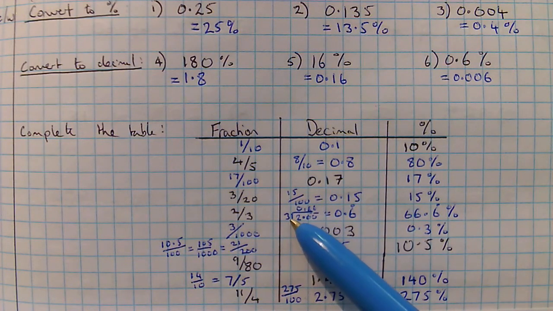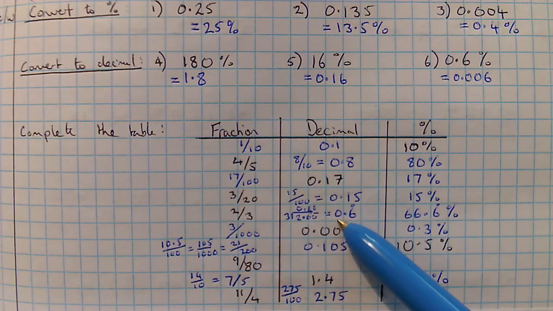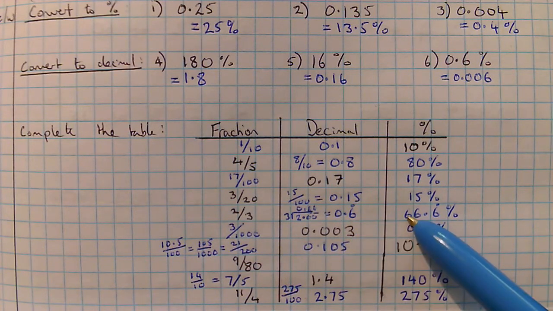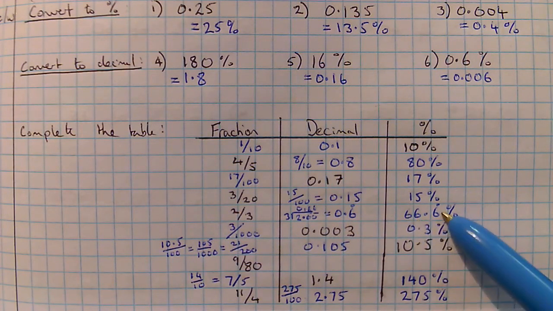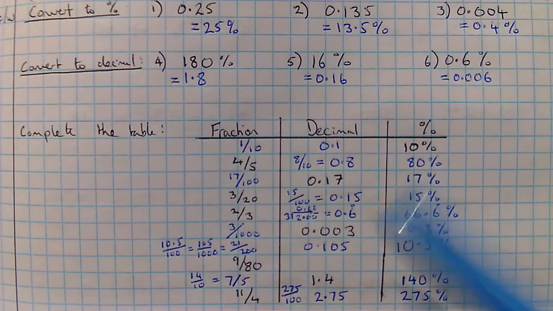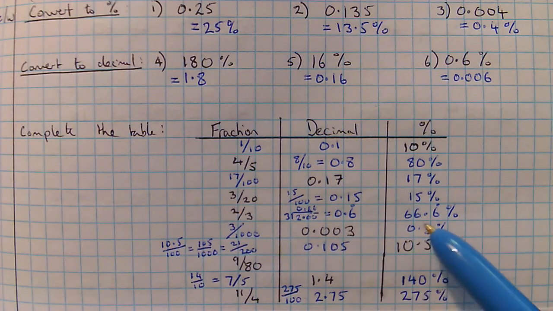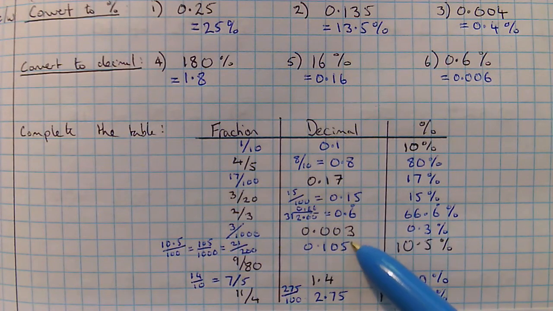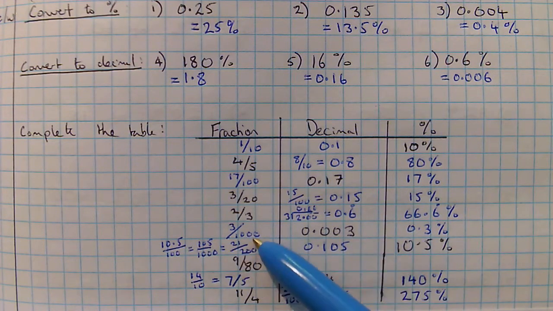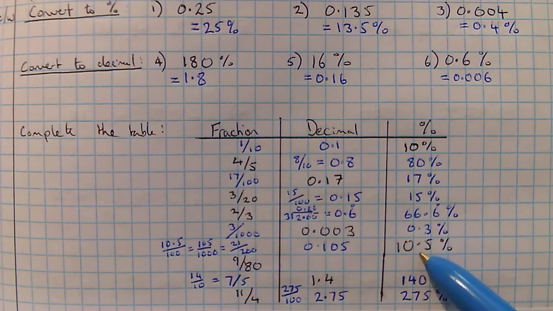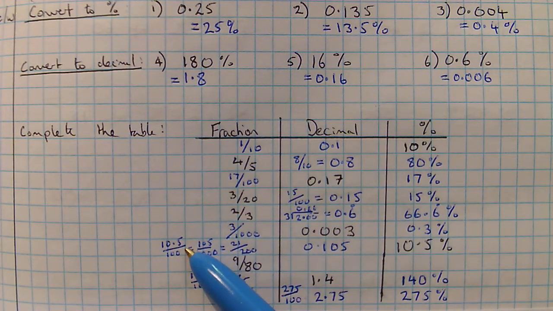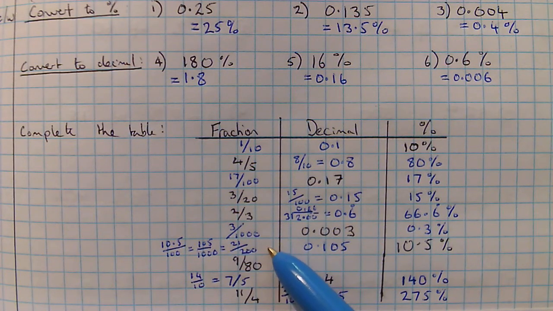2/3 you had to do division using the bus stop method, gave you 0.6 recurring. 2/3 times 100 is 200 divided by 3, which is 66.6 recurring percent. Here you've got 0.003, times by 100 gives you 0.3%. This is the thousandths position, so it's 3 over 1,000. 10.5% is the same as 10.5 over 100, which is 105 over 1,000, both simplify to give you 21 over 200. I'm going to come back to 9 out of 80 in a second.